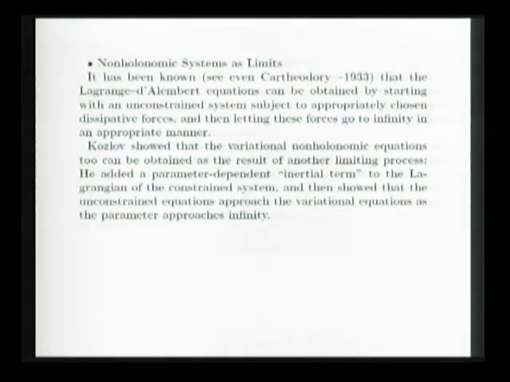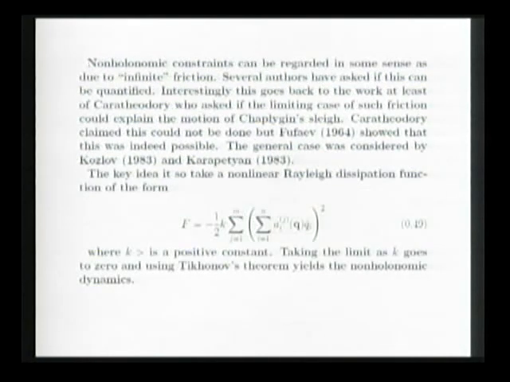And there's a rather nice history of this going back, in fact, to Carathéodory, who wondered if you could do exactly what I just said, get the non-holonomic constraints by the appropriate limit of a strong dissipative force. And the person who worked this out in a good way was Kozlov, who we already heard quite a bit about. What he did was add a parameter-dependent inertial term to the Lagrangian and show that the unconstrained equations approach variational equations as the parameter approaches infinity. So that's the vakonomic case. Kozlov looked at the vakonomic case as a limit of highly dissipative systems, but it turns out to be closely related to the non-holonomic case as well.